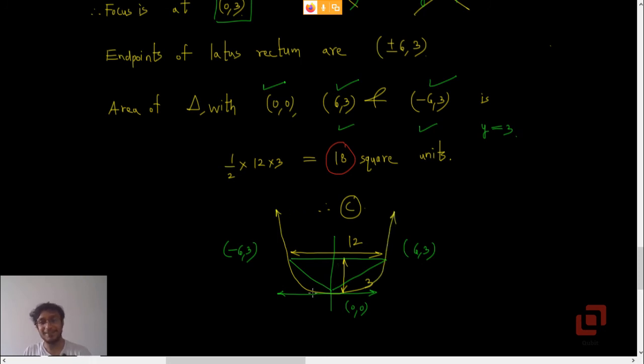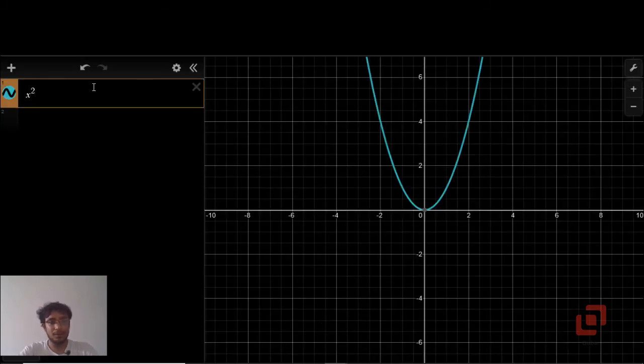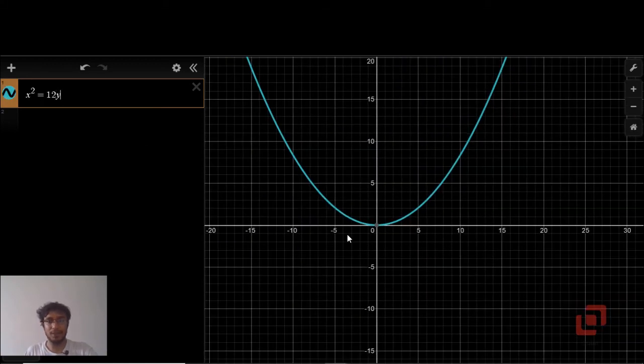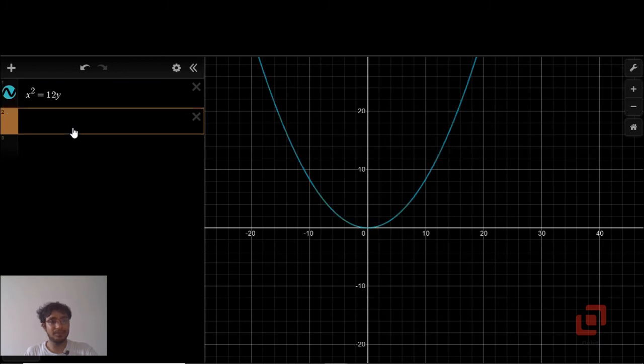Okay, well, definitely not looking like a parabola. Let's do it on the grapher. The equation of the parabola is x squared equal to 12y. So it is this parabola. Yes. Its focus is at (0, 3), the pink dot.